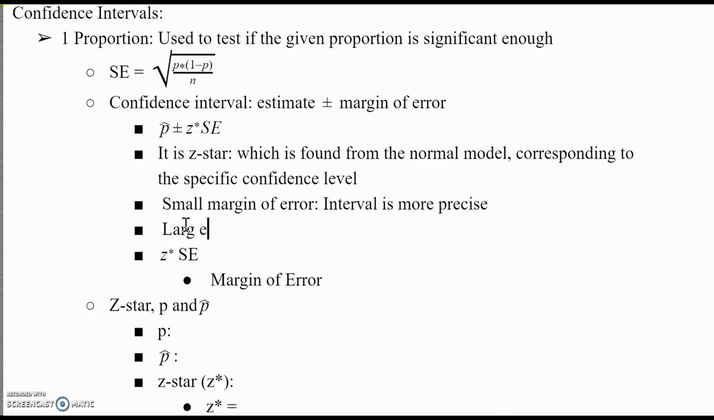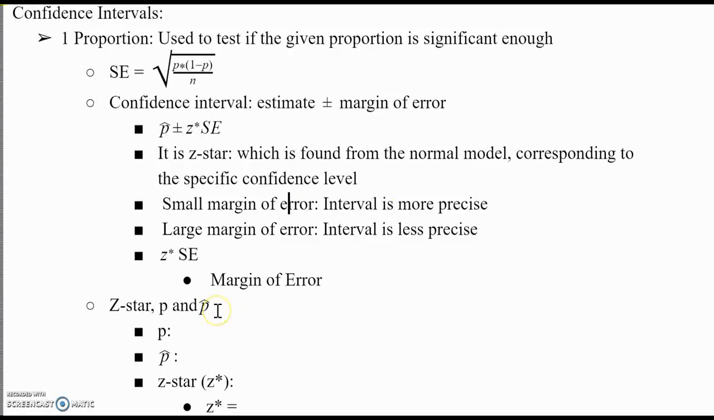And for a large margin of error, your interval is less precise. This may be a bit counterintuitive because you'd expect a large margin of error to mean that you're less confident. But it is in fact that a smaller margin of error means you have a lower z star, which means you're less confident. You have a confidence level of 1%, for example.